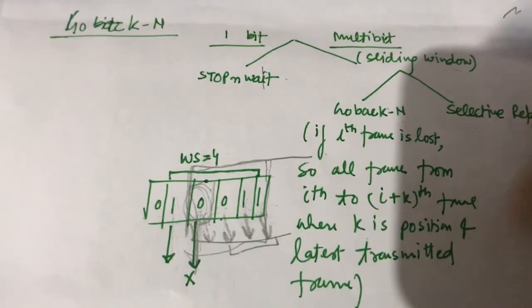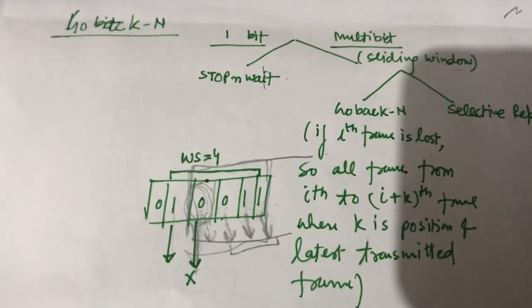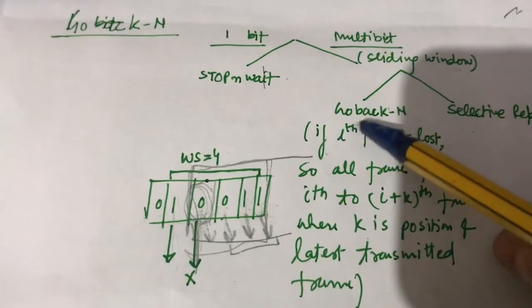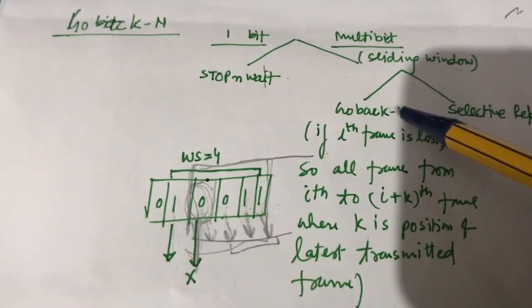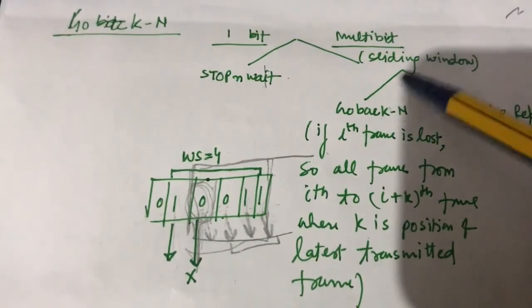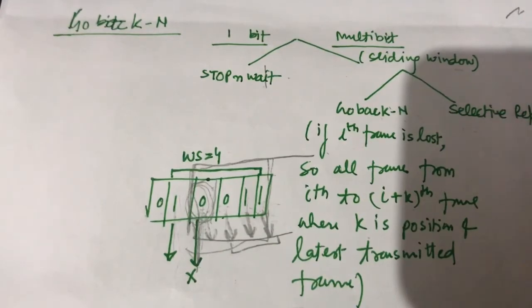So there are some other technical parameters for Go Back N and Selective Repeat. They can be discussed in the next class, and I will also discuss some special cases of Go Back N and Selective Repeat.